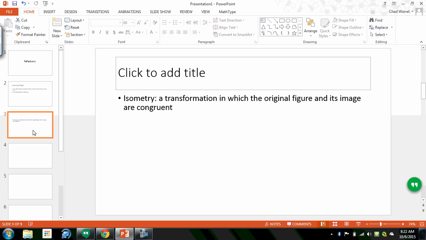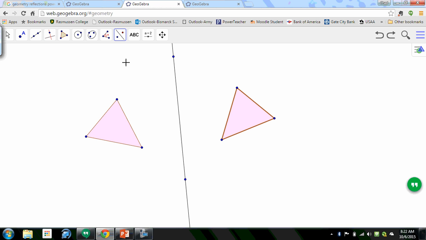Maybe it was a translation, maybe it was a reflection, maybe it was a rotation, it was somehow moved, but it's still the exact same shape. When we take a look at this, we can identify a reflection here. The two shapes are the exact same, but all it did is construct a mirror image of itself.